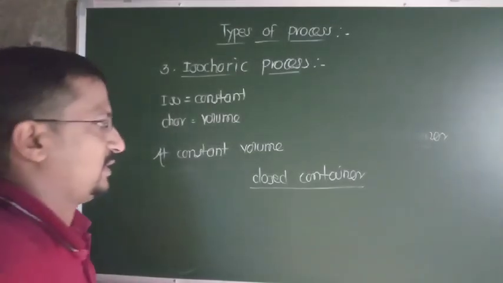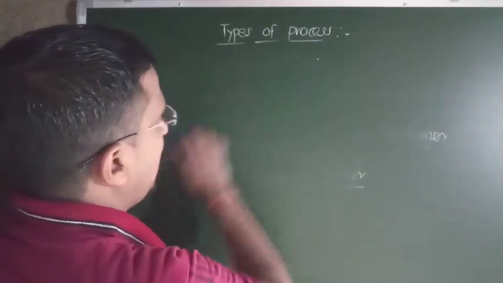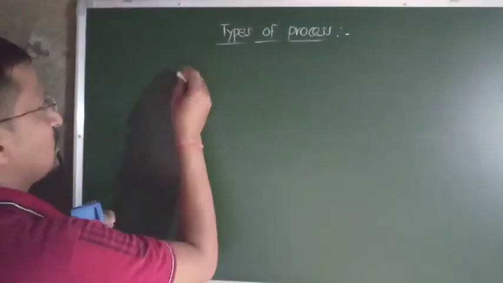Isn't it? Isochoric process. And the last one remains, that is the adiabatic process. Adiabatic process, the fourth one.